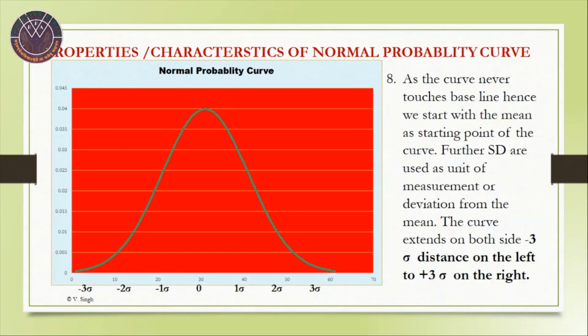Now let us see the eighth property of normal probability curve. As the curve never touches baseline, hence we start with the mean as starting point of the curve. Further, SD or sigma is used as unit of measurement for the deviations from the mean. So we can see that plus 1 sigma, plus 2 sigma, plus 3 sigma are being used to measure the deviations from the mean, which is represented by 0 in this particular normal probability curve. And this extends from 3 standard deviations or 3 sigma on the right hand side and 3 sigma on the left hand side, and thus we can see that the curve extends from minus 3 sigma to plus 3 sigma, that is in total 6 sigma divisions.